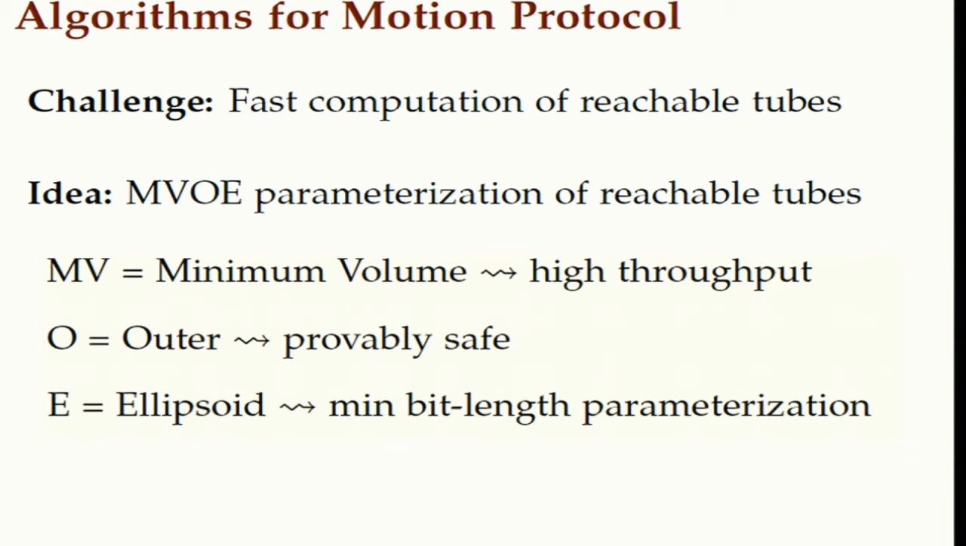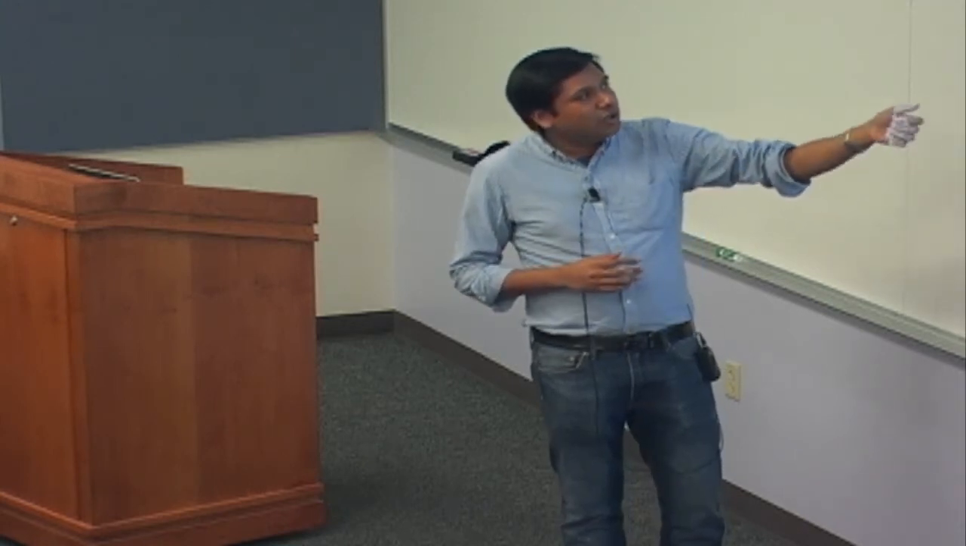So what we propose here is, instead of computing the actual tubes, to compute a minimum volume outer ellipsoidal parameterization of the reachable tube. Why ellipsoid? Because ellipsoid corresponds to minimum bit length parameterization. Why outer description? Because we want to be provably safe. You don't want to make an inner approximation. And then why minimum volume? Because although you want to be conservative, you don't want to be too conservative, because that will reduce the throughput of the entire traffic management system. So to guarantee high throughput, we want to do some minimum volume ellipsoidal computation, and it has to be some outer approximation.